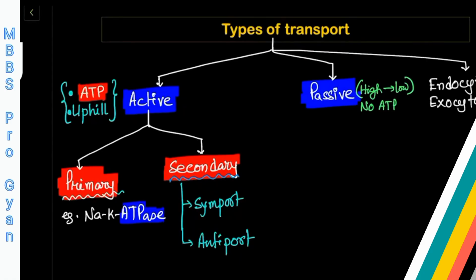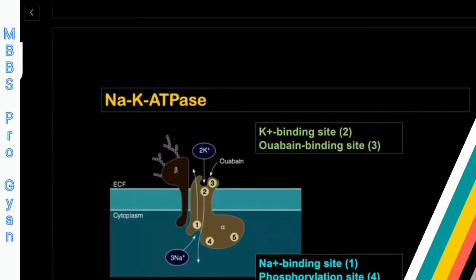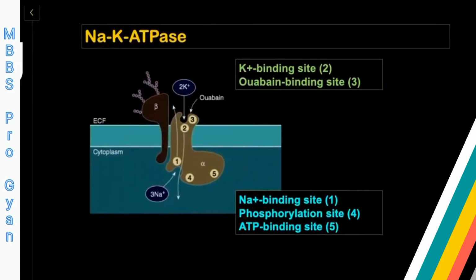Now first we will look at the structure of this sodium potassium ATPase, then we will move on to the other part. This is the structure of sodium potassium ATPase. What you are finding out? Two subunits, beta and alpha. So basically, you have to remember that sodium potassium ATPase is a heterodimer composed of two subunits, alpha and beta.